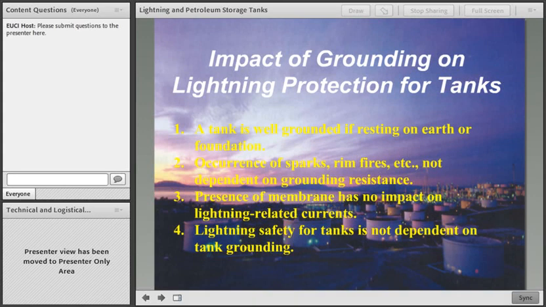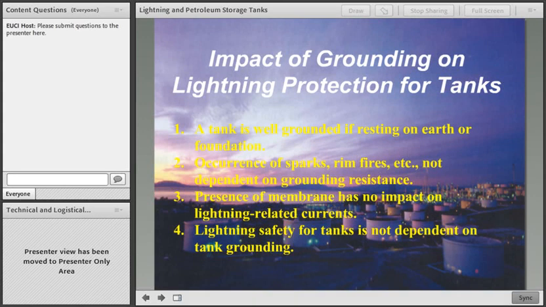The occurrence of arcing or sparking or rim fires is not dependent on grounding resistance. So if a tank is well connected to the earth, suppose you have a tank resting on topsoil, which is conductive, versus a tank that's resting on sand, which is highly resistive, these two really do not impact whether or not you might get arcing or rim fires on the roof of the tank.